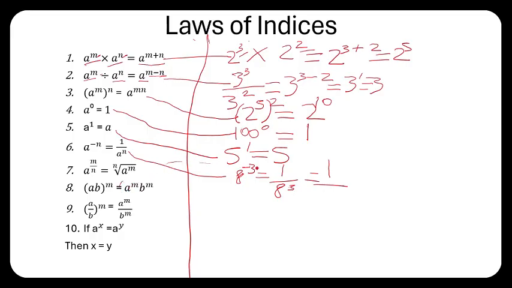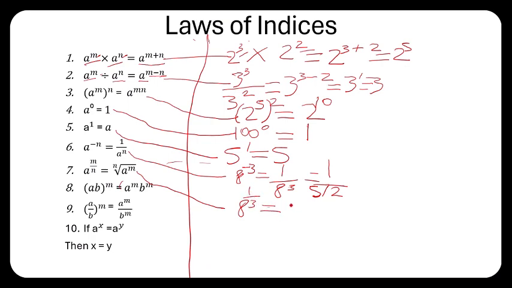512. So 1 over 512. So that's it. Our next one is, let's take 8 again. 8 raised to power what? 1 over 3.